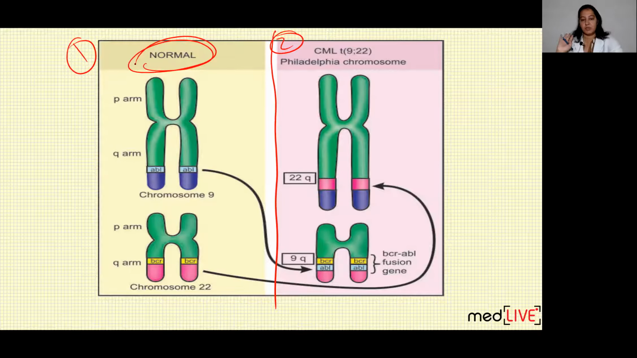Then I will discuss the mutation. Normally, on chromosome 9, a gene is present which is known as ABL. Can you see this blue colored gene? I'm marking it for you. ABL gene. On chromosomes, genes are present. So the name of the gene is ABL. The ABL gene is present on chromosome 9. Both chromosomes of the pair contain the ABL gene.